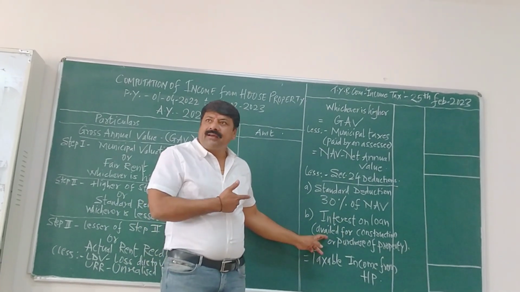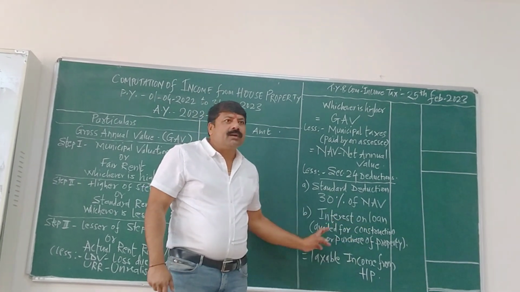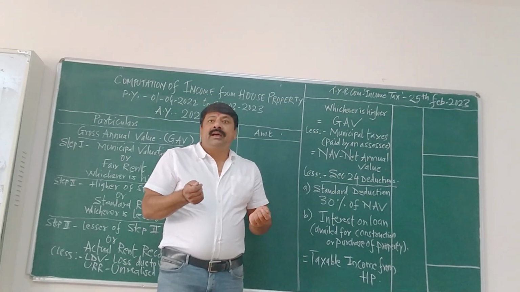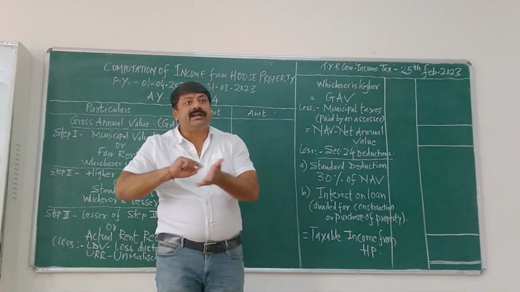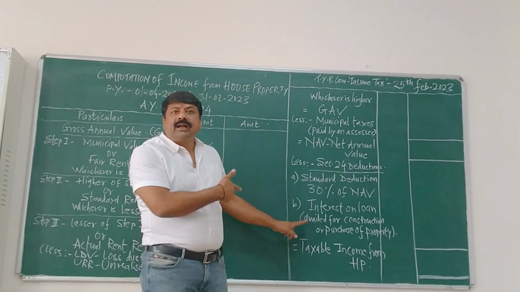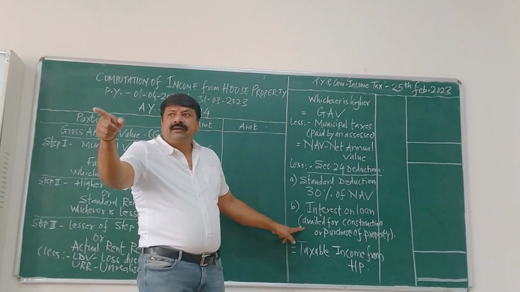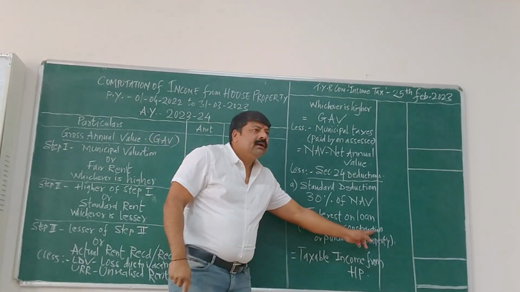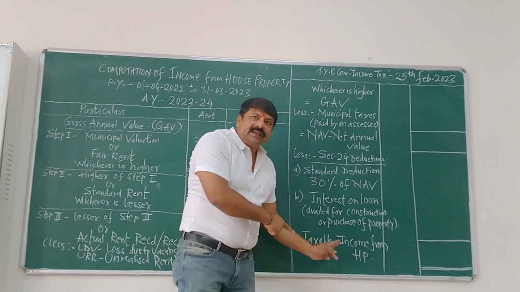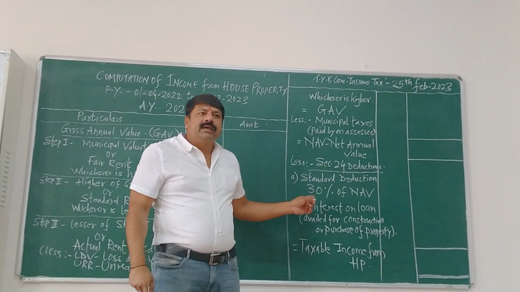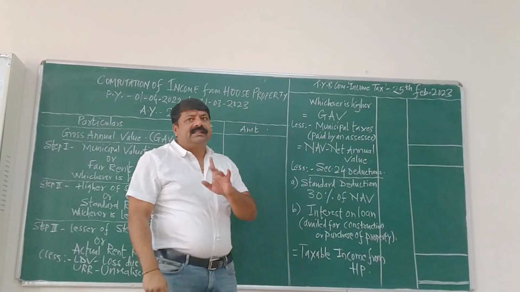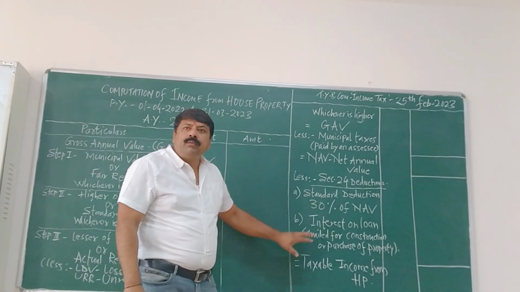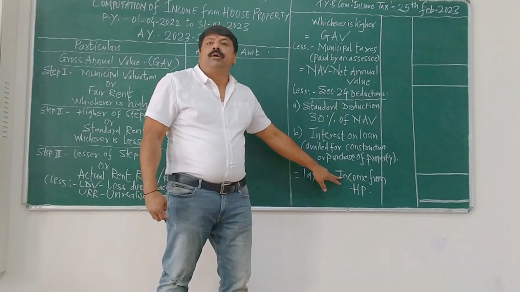Loan must have been availed for construction or purchase of the property. If it is a personal loan or car loan and interest is paid, or a business loan and interest is paid, no deduction will be given under house property. Very important. Focus. If the loan is taken for constructing or buying property, then only interest deduction will be given. For other loans, no deduction is given under section 24B. So after deducting these two, there will be a final taxable income from house property.